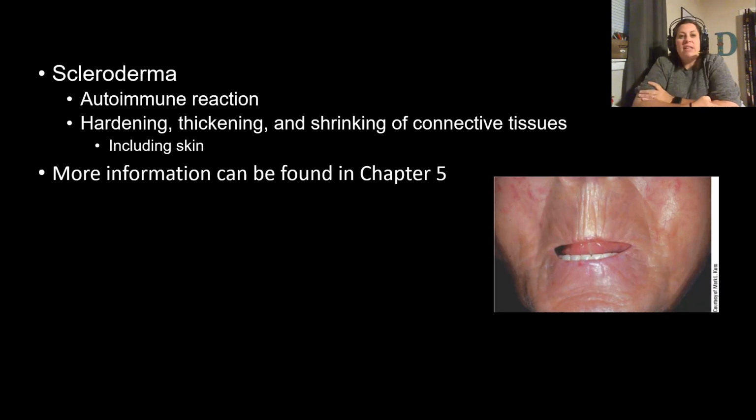We also have scleroderma here. This is an autoimmune reaction. It's a hardening and thickening of the skin, which causes a shrinking of the connective tissue to happen. This shrinking of the connective tissue doesn't just affect the skin, it affects other parts of the body. And more information can be found about scleroderma in chapter 5.